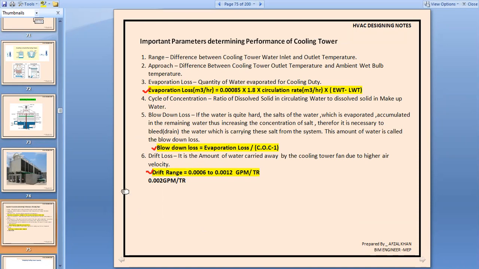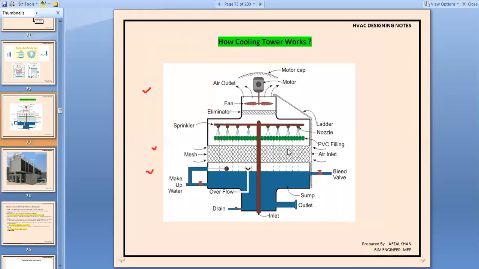Drift, what is drift? Drift is the water which goes out with the air in the form of moisture. Sometimes some water also splashes outside the meshes, and that will be a drift loss.